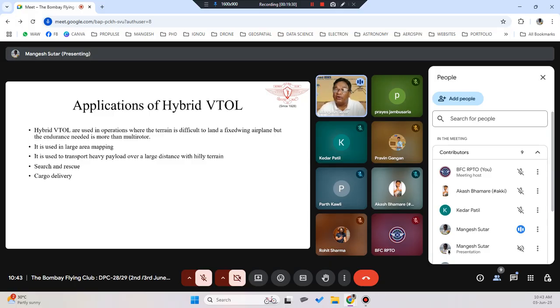Even for cargo deliveries, as I said, hybrid VTOLs are also planned to be used in the Ladakh region, where they have to deliver cargo for the military bases. Earlier those cargoes were delivered using helicopters, but now since flying helicopters in those regions is very difficult, drones are being planned to be extensively used for such activities and deliveries, where you don't have to risk human lives.